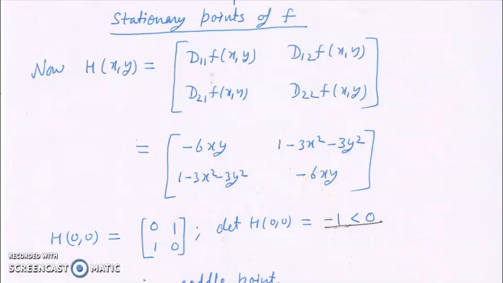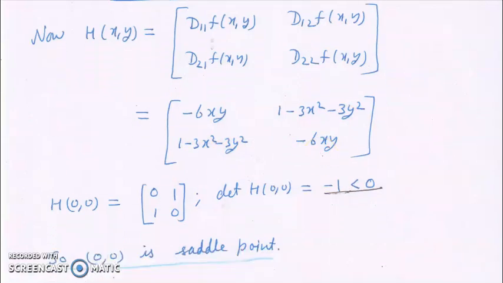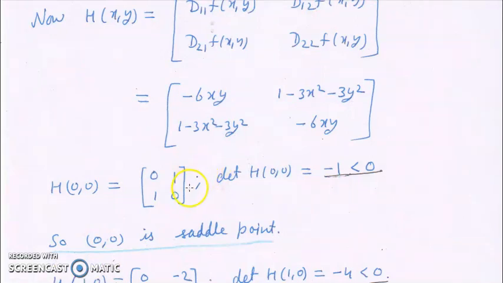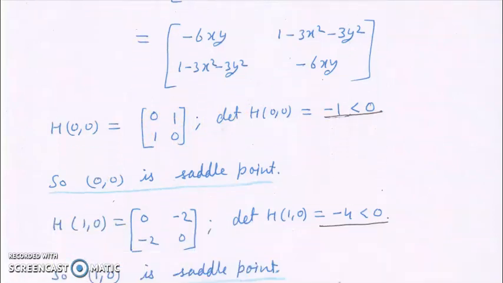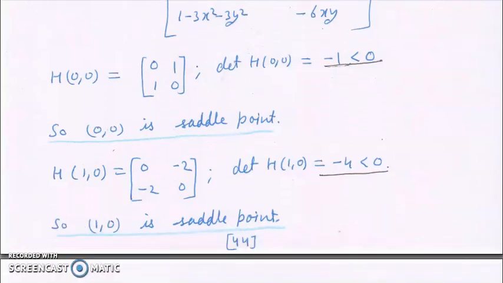So at (0,0) when we calculate, put x equal to 0 and y equal to 0, so we will get this matrix and the determinant of this matrix is less than 0, so it means (0,0) is a saddle point. Similarly, if we determine it at (1,0), put x equal to 1 and y equal to 0 in this matrix, you will get this matrix and the determinant of this matrix is negative, so it is also a saddle point.